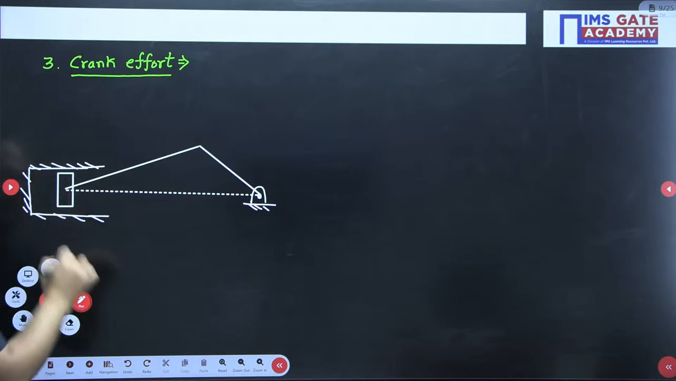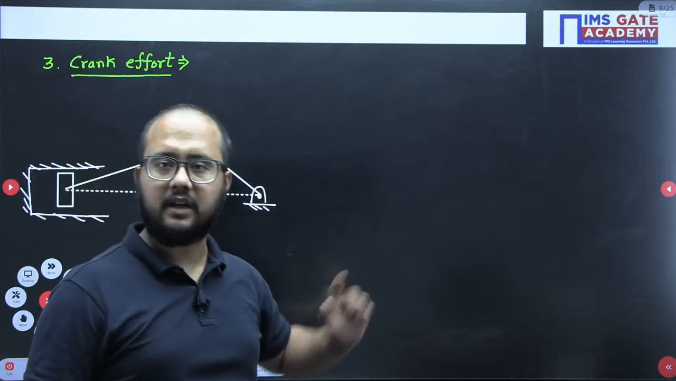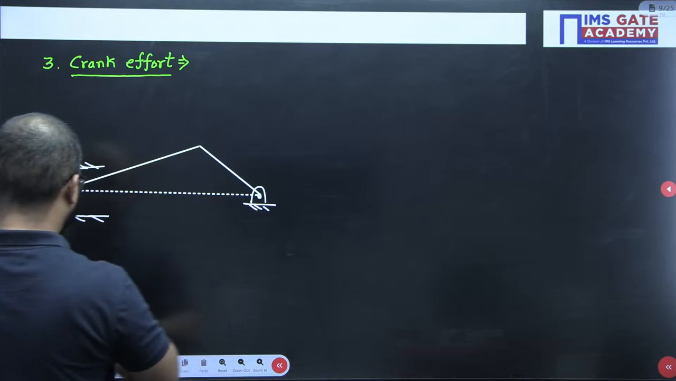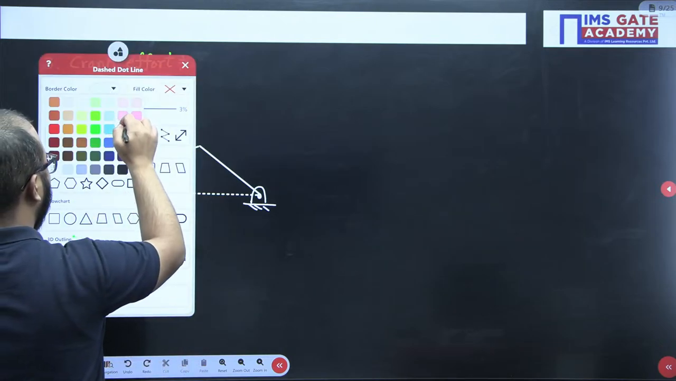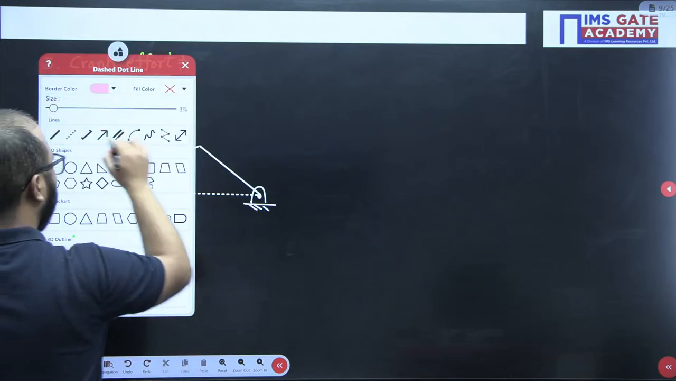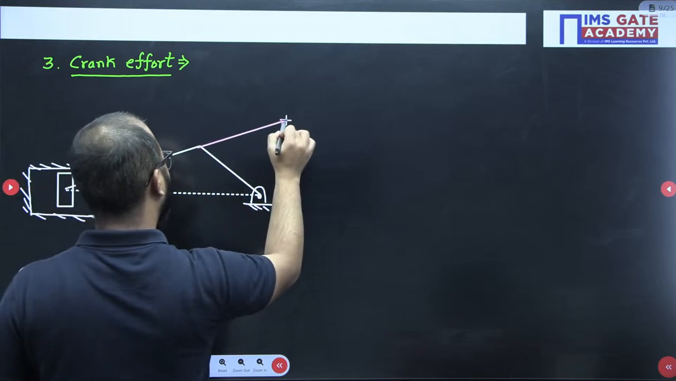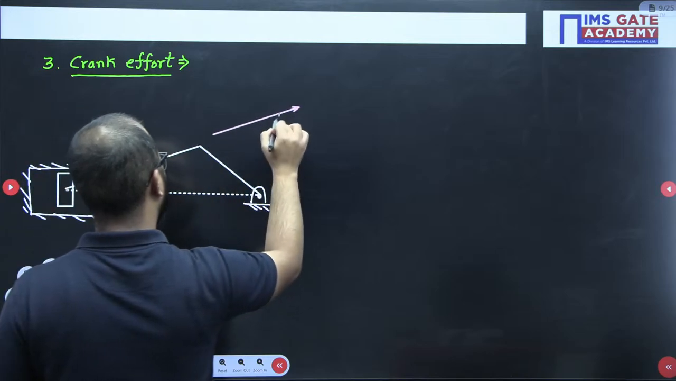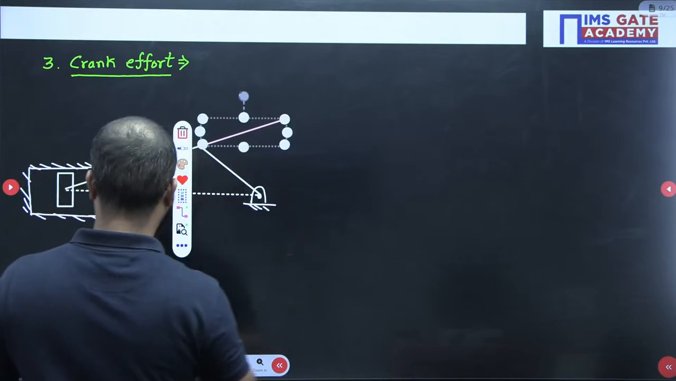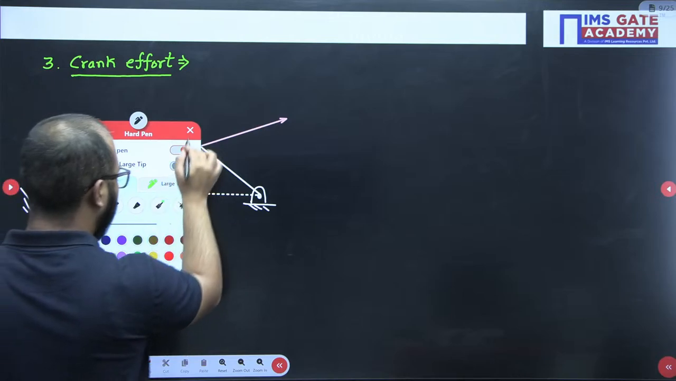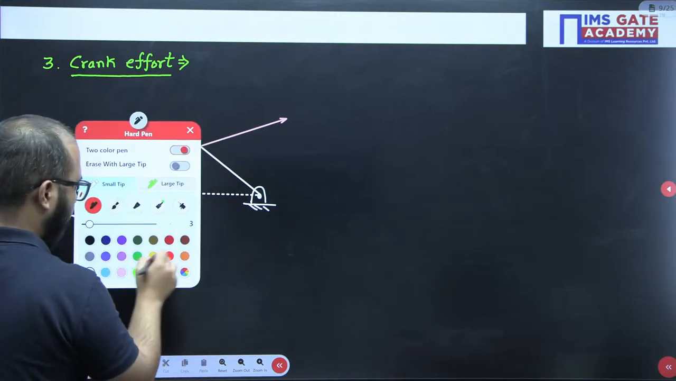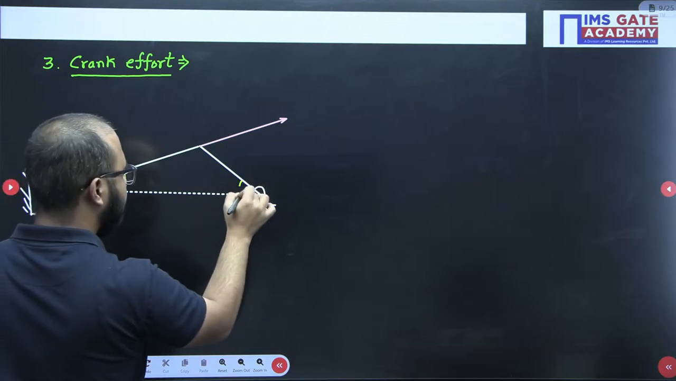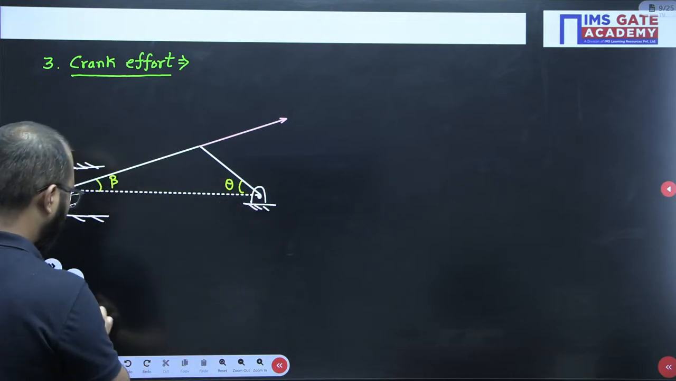Right, I hope it is clear. This is a simple slider crank mechanism I have shown. Now, as I told you, there is a connecting rod force acting along the connecting rod. Along the connecting rod, that force will be there. One interesting thing that you need to understand here is, let's first mention the angles. This is beta. This is theta. Now, a very important point.